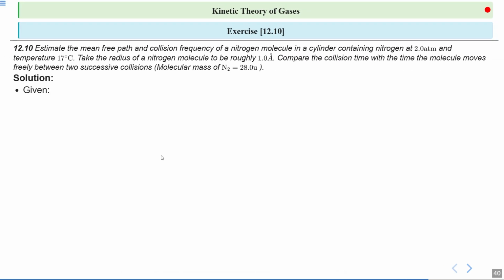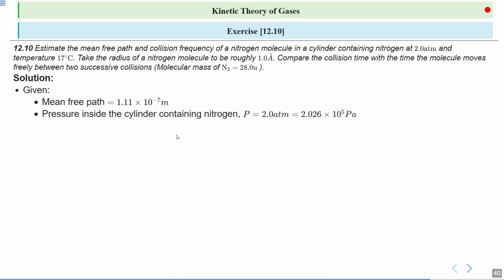So we have some given values that will help us in our calculations. First, we have the mean free path, which is the average distance a molecule travels before colliding with another molecule. It is given as 1.11 into 10 raised to the power minus 7 meter.